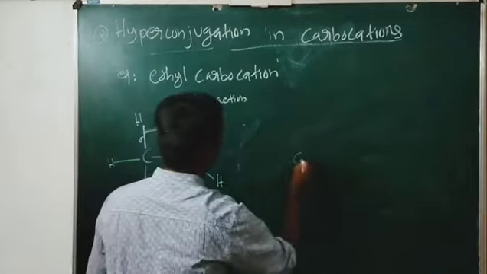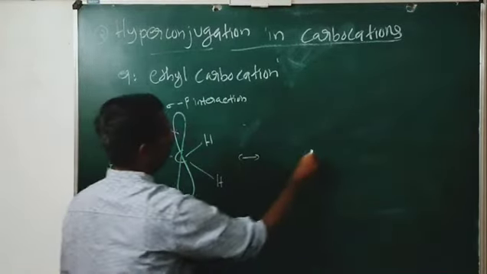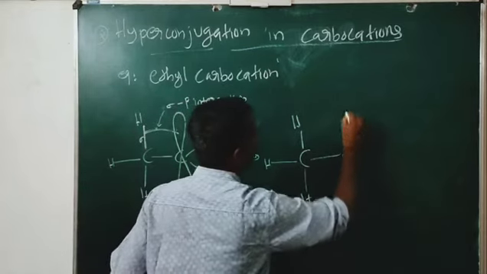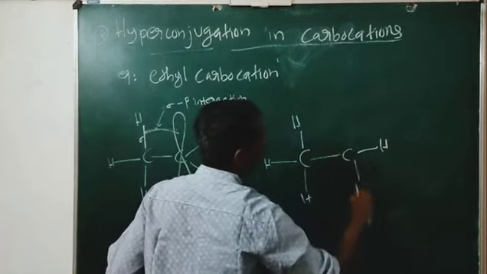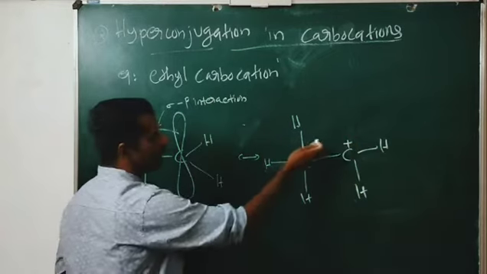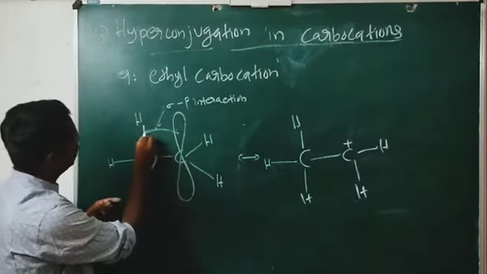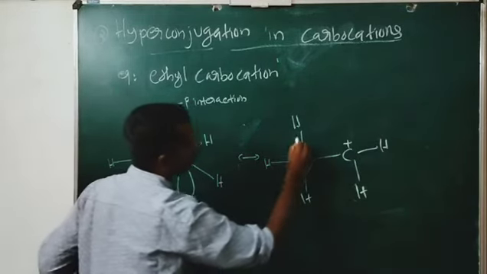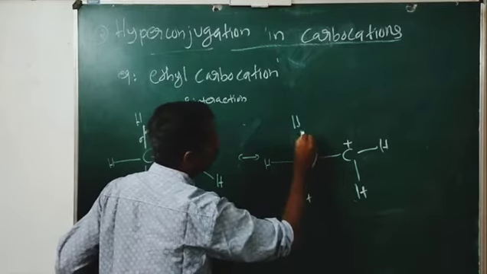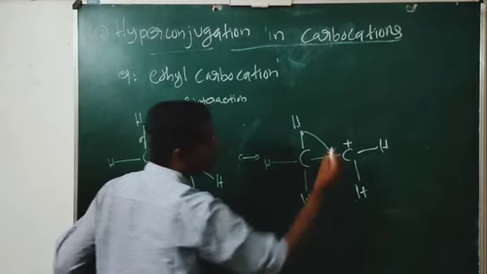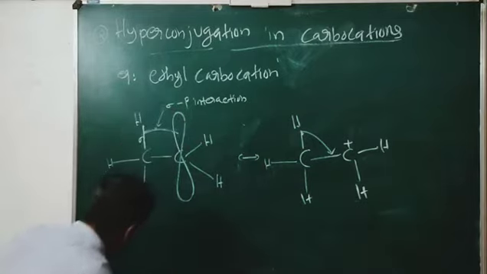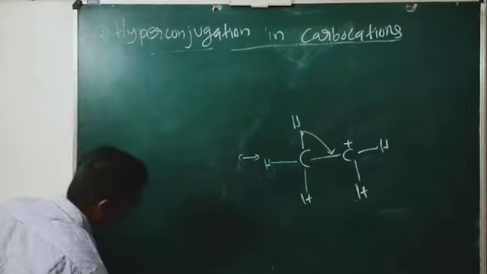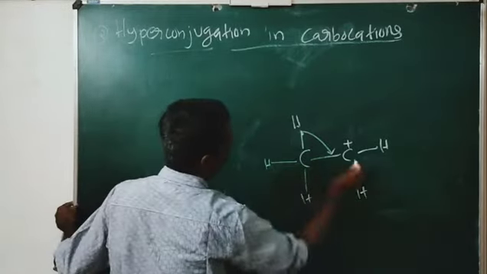Look at this, based on the same structure, C, H, and here C, H, with a positive charge. Sigma p interaction means this bond is interacting with the vacant p orbital of this carbon. So what will happen? This bond breaks from hydrogen, and this will come here. Clear? So what do we get? We get a canonical form. Again, a canonical form is arising.